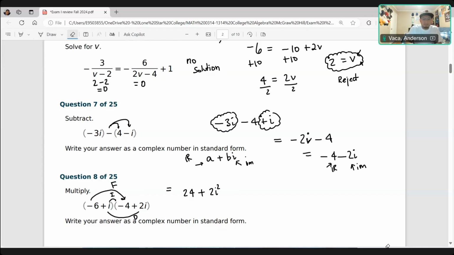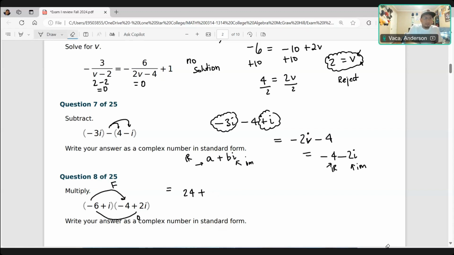For some reason I'm not remembering the acronym FOIL. I know first, outer, inner, last. So I know how to multiply this, I'm trying to use the word FOIL. So there we go. Outers. That's what they mean by outers.